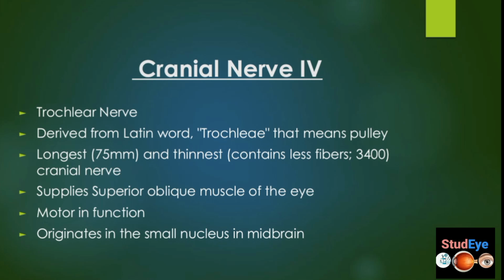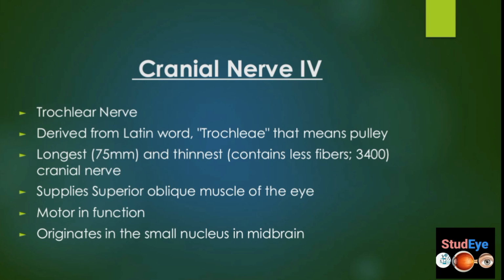What does motor in function mean? That this nerve sends the motor command from the brain to the structure it innervates. I have already told you that it provides innervation to the superior oblique. So this nerve sends the innervation to the superior oblique for movement, right? So motor means that the nerve is sending efferent signals or fibers, or it is sending the command to the muscle to perform the action, right? So that is why it is totally motor in function, and it originates from a small nucleus in the midbrain.